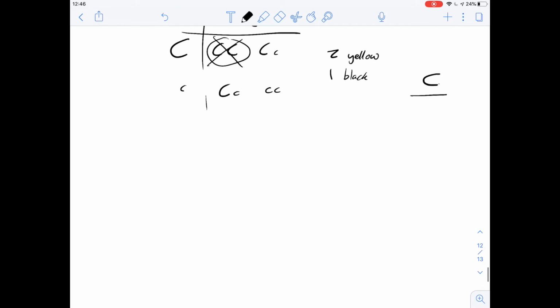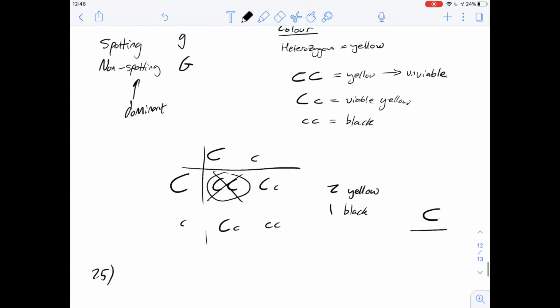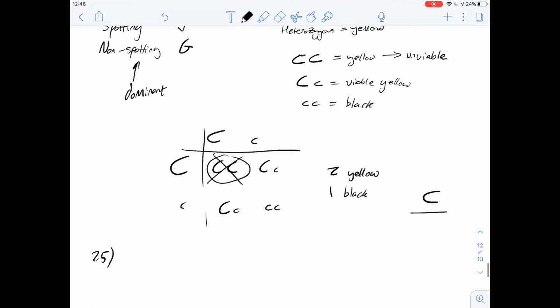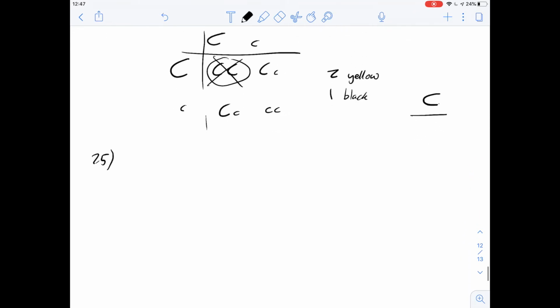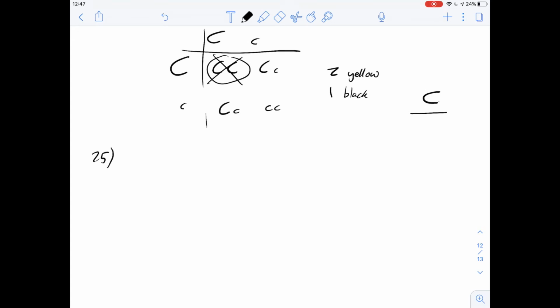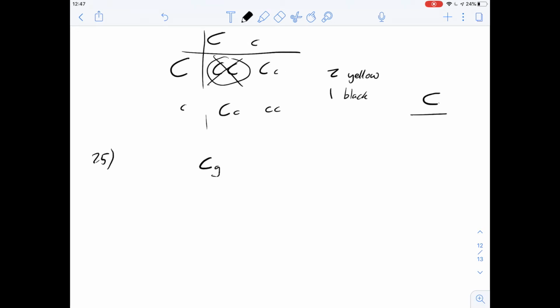What about number 25 then? So this says two yellow-coated spotted mice were crossed repeatedly. So let's have a look at what their genotypes would be. We know that spotted is going to be homozygous recessive because that's a recessive allele in this case. And we know if they're yellow, they've got to be heterozygous for that gene. So that means that the genotypes of both parents have to look like this.